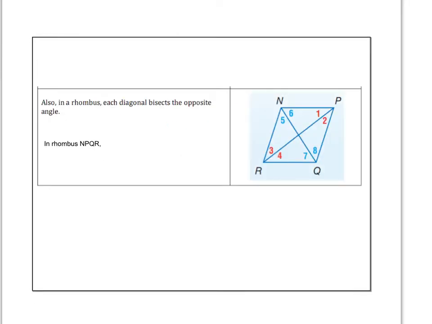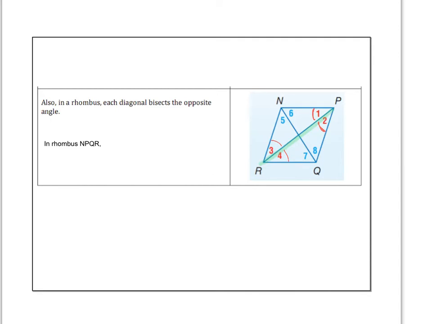A second property that is unique to the rhombus, different from the parallelogram, is that in a rhombus, each diagonal bisects the opposite angles. So for instance, let me highlight it here. I'll highlight it in green from R to P. That segment is going to bisect angle P. So angle 1 and angle 2 end up being the same size. Also, angle 3 and angle 4 end up being the same size. So 1, 2, 3, and 4 are actually all congruent to each other.